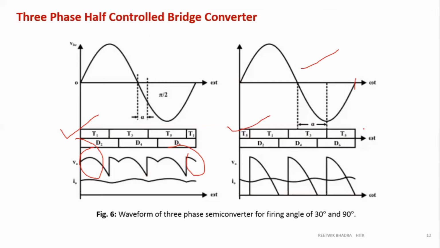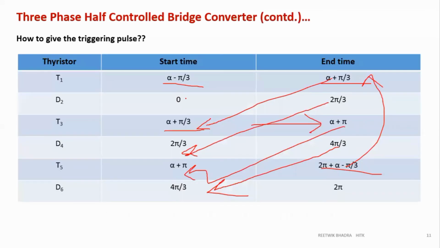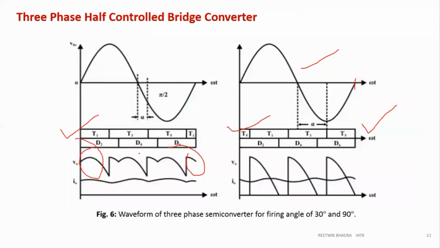This is a homework for you. Please try to draw this one. I have shown you the table. Using this table, how to draw IG, how to draw the waveform, I have already explained to you, so I'm not explaining it over here. Take the values of alpha 30 and 90 degree and try to draw this. Then only you will get which waveform you are getting over here. So I'm leaving this as homework to you.